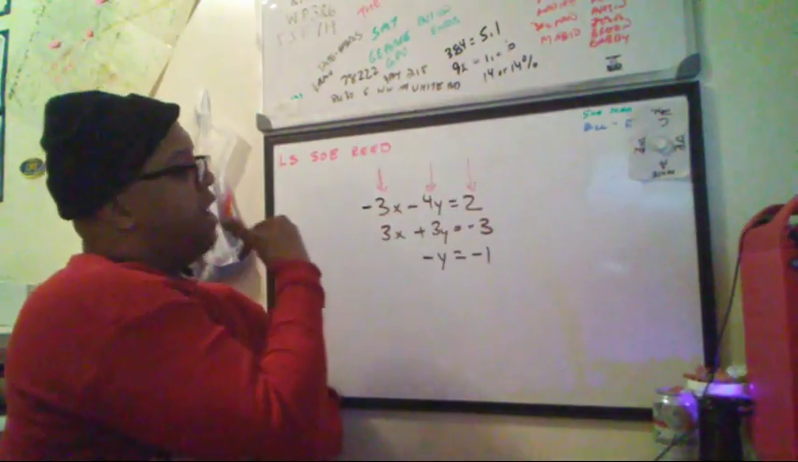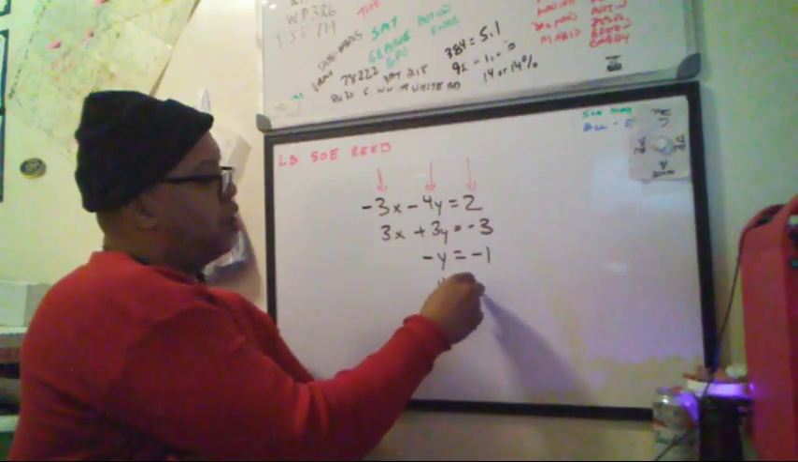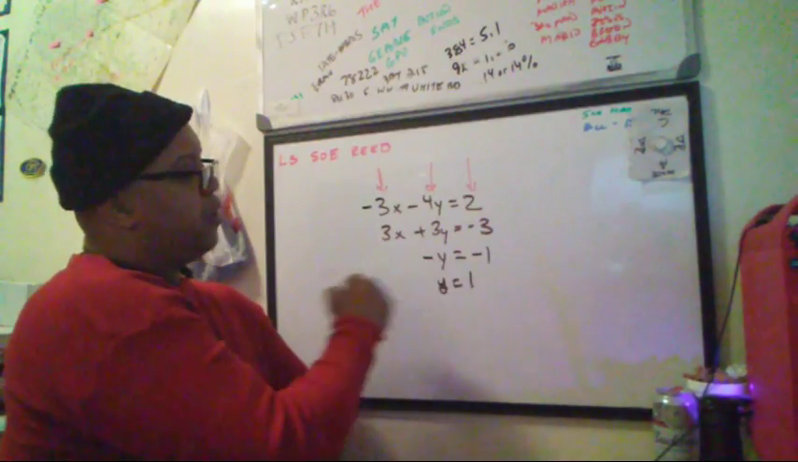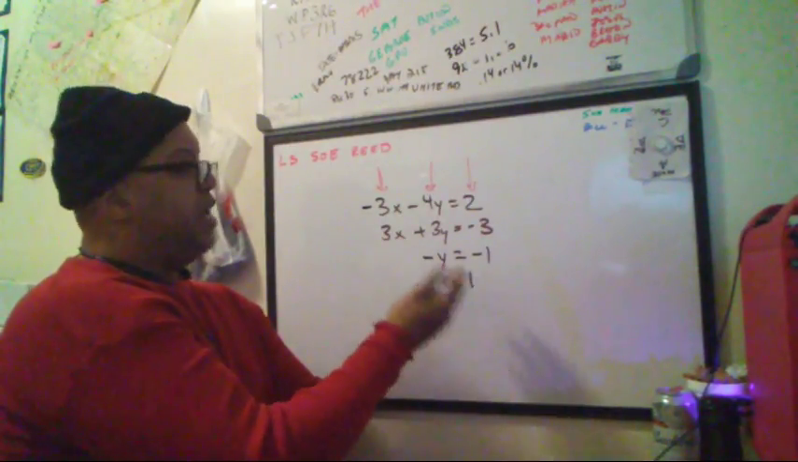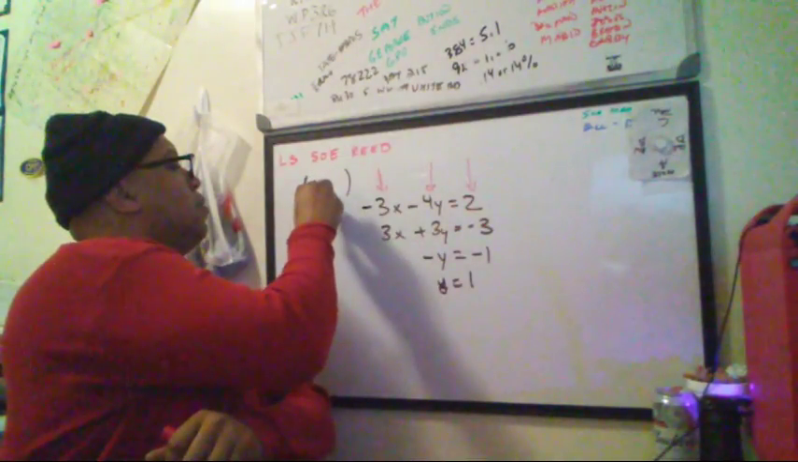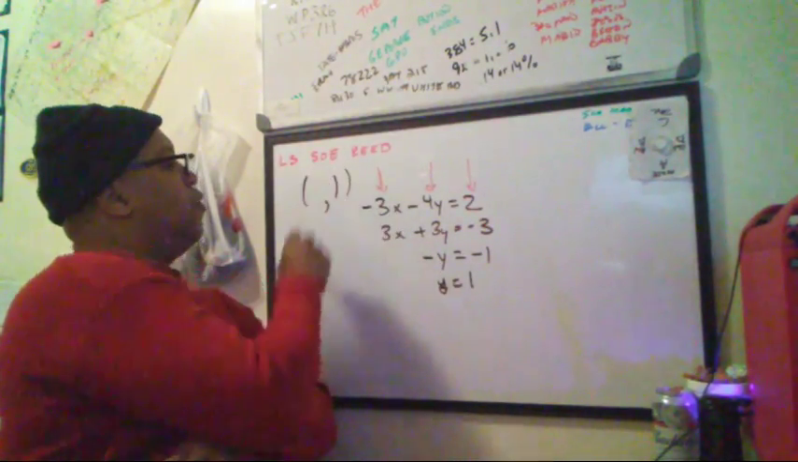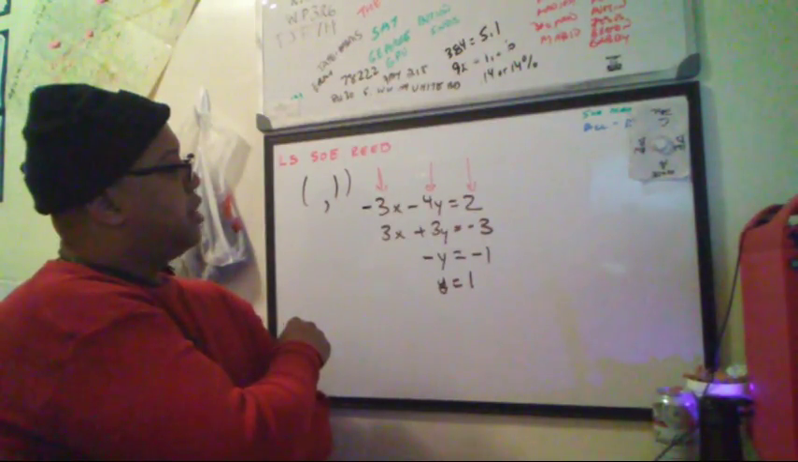All right. Now, we're not solving for negative y. We're solving for y. So all we have to do is change the signs on both sides. If negative y is negative 1, then positive y is positive 1. So we have our y value of where we're going to find that our lines intersect.